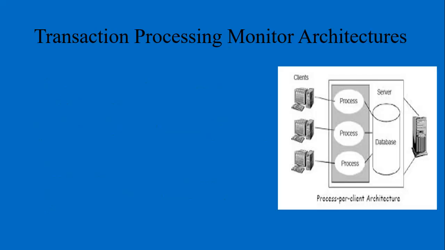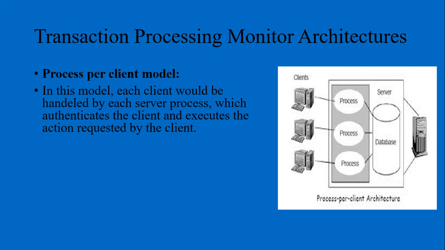Now, as we have seen in our previous topic, the Transaction Processing Monitor provides infrastructure for building and administering complex transactions. So now in this topic, we will be studying various Transaction Processing Monitor architectures. Let us start with our first model, that is the process per client model. In this model, every client request will be handled by a single server process. It will authenticate the client and act as per the request of the client.